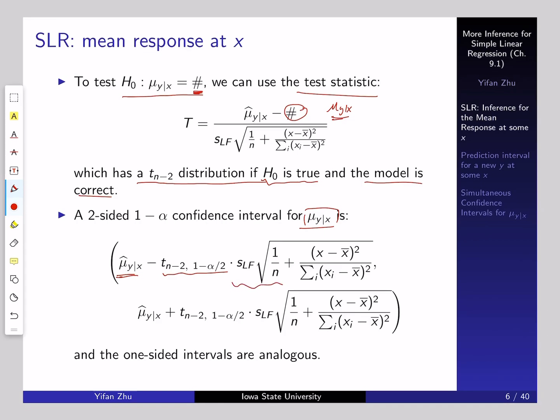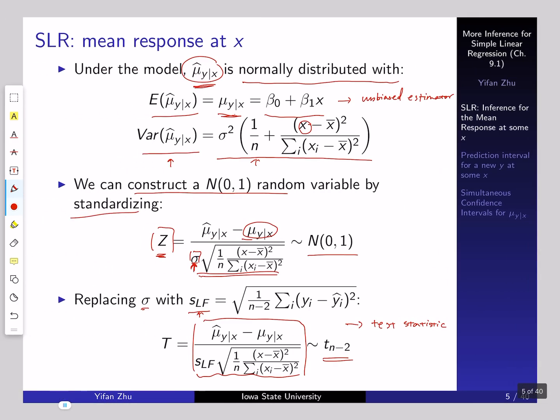And this part is again the standard error of mu of y given x hat. Sometimes you will also see this notation: it is the sample standard deviation of the estimator mu of y given x hat.